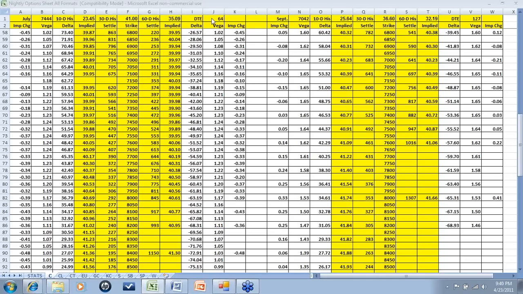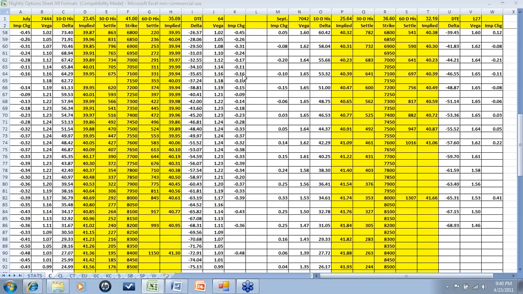Every sheet that we have on this, all 10 commodities, is structured the same way. We're going to have implied volatility change, vega, delta, the implied volatility of the particular option, the settlement price, and the strike for all the options. On the left side is going to be the call price. On the right side is going to be the puts price. So it's set up in a very standard way for all the commodities.